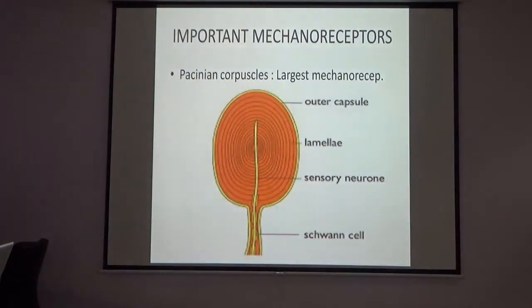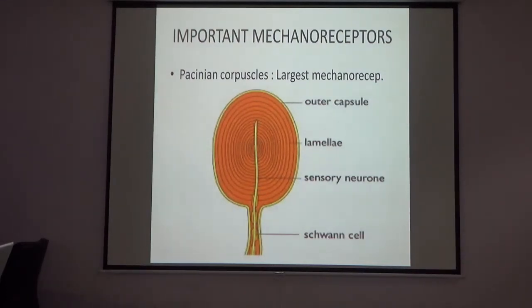Then we come to the various important mechanoreceptors. We talked about mechanoreceptors in three categories: the expanded endings, the encapsulated endings and naked nerve endings. The first, and the largest mechanoreceptor, is the Pacinian corpuscle, and you can see the diagram of how this Pacinian corpuscle looks. It was discovered by Filippo Pacini, and the name is derived from that. Where are they located? They are located in skin and deep tissues, and they mediate the sensation of vibration, touch and pressure.